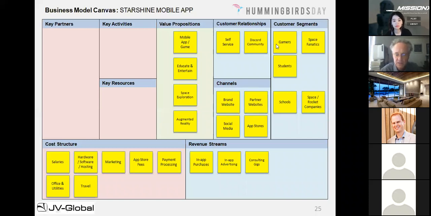App Store, I believe Apple takes what, 30% first year, 15% second year on a subscription basis. So there's some fees that come out of that revenue stream. Payment processing, probably not so much unless you are handling offsite transactions outside of the App Store. And let's see, we have office and utilities, also not applicable, especially if she continues working from home. And last but not least, travel.